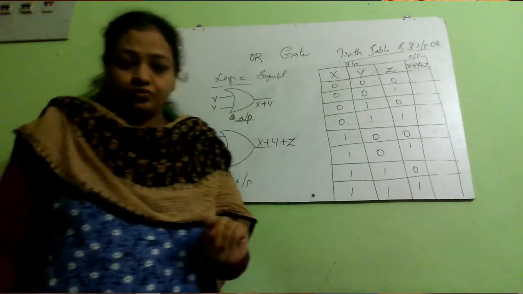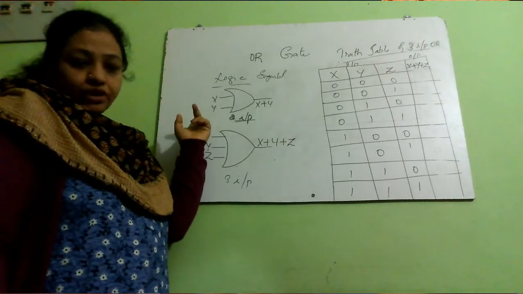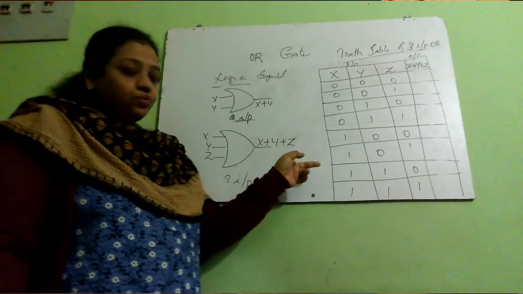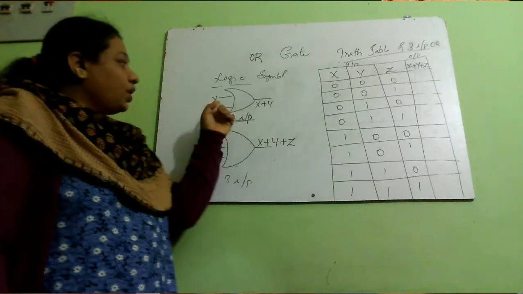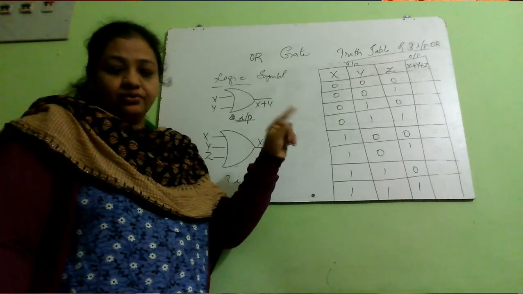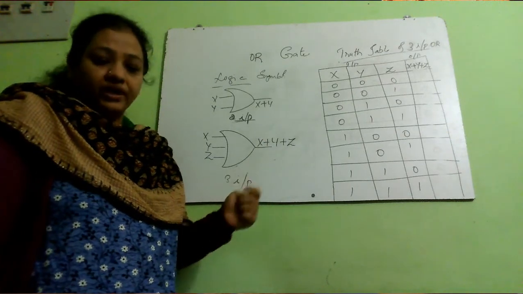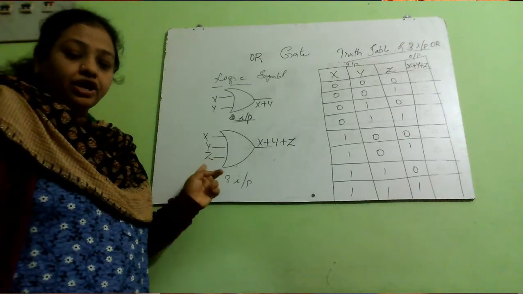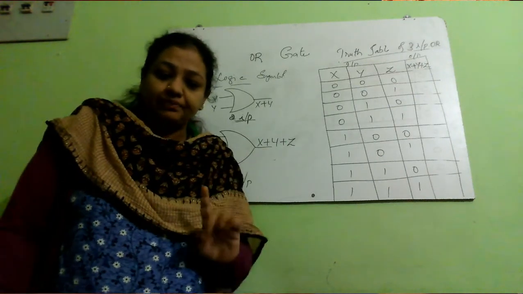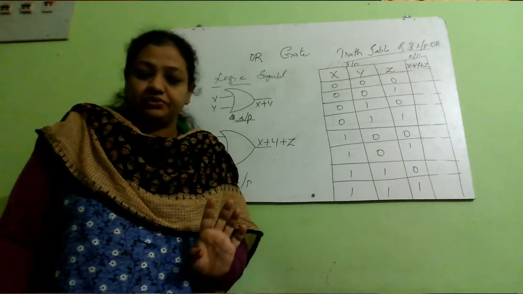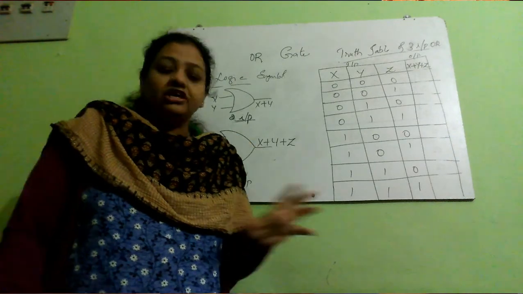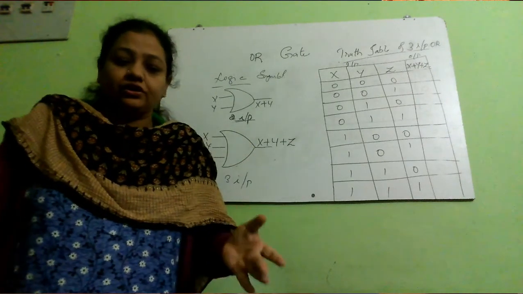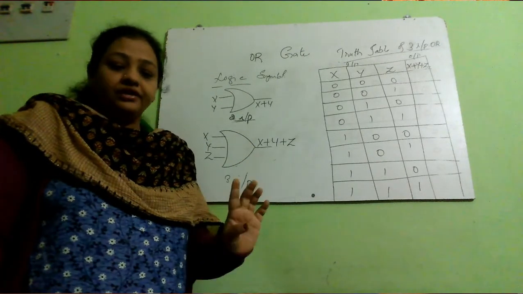So for an AND gate there is only one condition. There can be n number of inputs, and there is only one output. The output will be 1 only when all the inputs are 1. If there is even one 0, the output is 0. Only when all the inputs are 1, the output is 1.